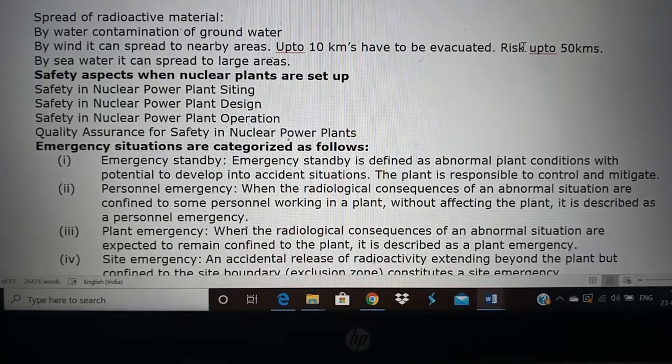So the safety aspect in the nuclear power plant is in the siting. Siting means the area, the place where it is located. Then the design of the buildings and the other areas. Then the operation, how they conduct the nuclear power, the regular functioning. In that there should be safety, and there should be quality assurance, that is everything should be of good quality. If there is poor quality, then the risk of accidents becomes more. So these are the 4 important aspects of safety when nuclear plants are set up.